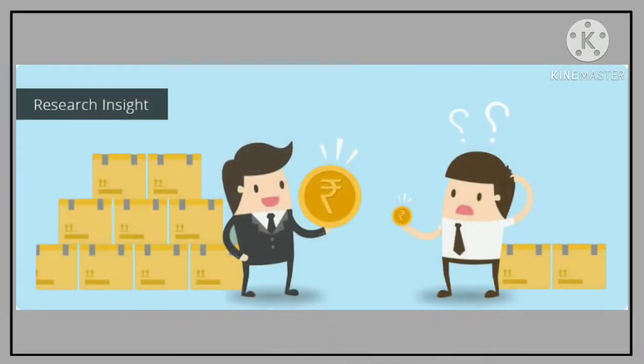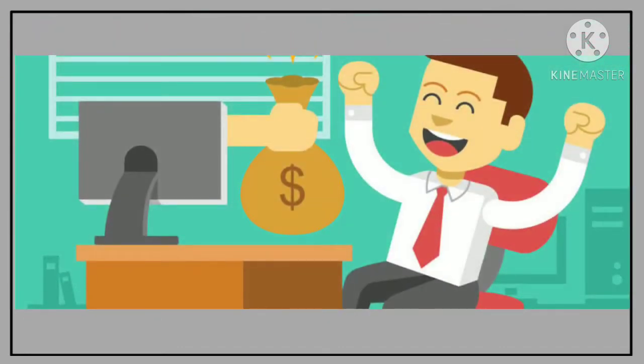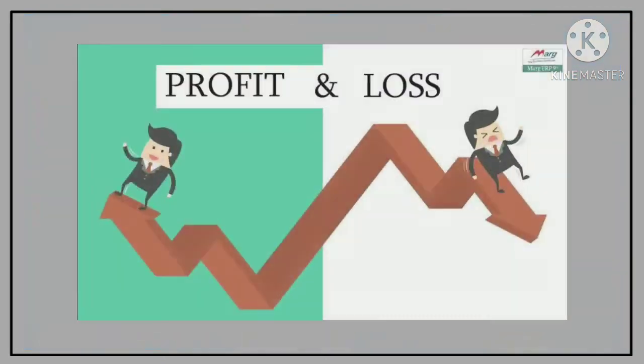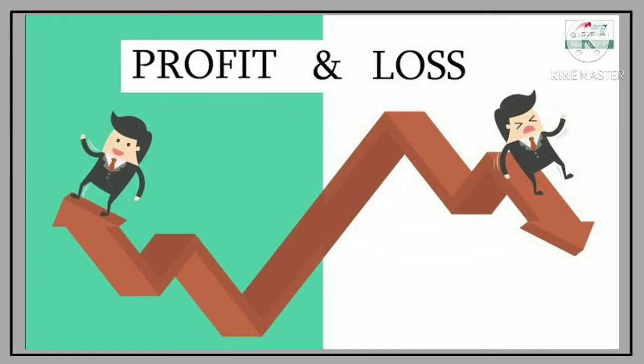If the selling price is more than the amount paid for it, then there is a gain and it is called a profit. Sometimes an article is sold for less than the amount paid for it while buying. The damage in that case is called a loss. Now we are going to learn about profit and loss and how to calculate it.